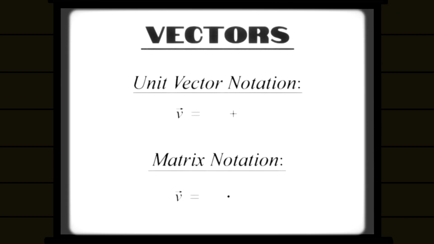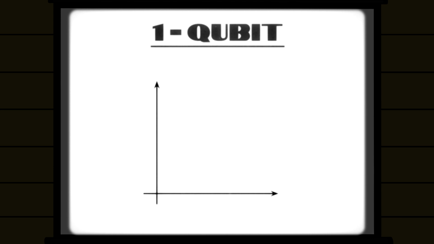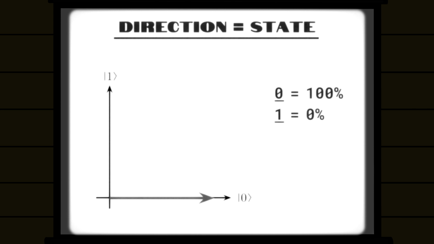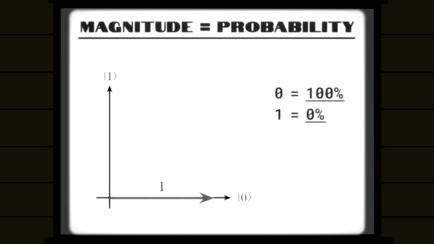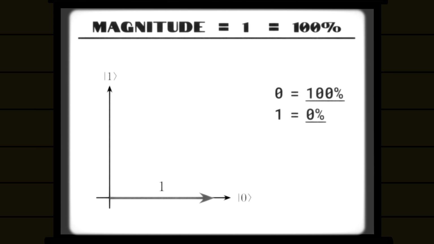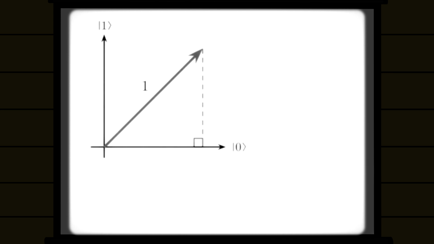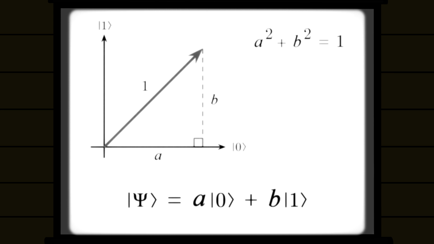Vectors are used to describe the state of these quantum bits. A vector is a quantity with 2 bits of information, direction and magnitude. If we have 1 qubit, we have 2 axes, 0 and 1. The direction of the vector describes what state the qubit is in, and the magnitude of the vector is the total probability of all the states combined, which limits us to the magnitude always having to equal 1, or 100%. If we wanted to find the magnitude of a vector, we can use the Pythagorean theorem to find that a squared plus b squared equals 1, where a and b are the amplitudes of each state.